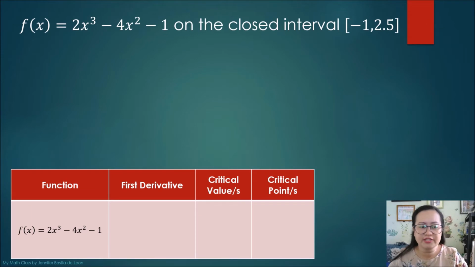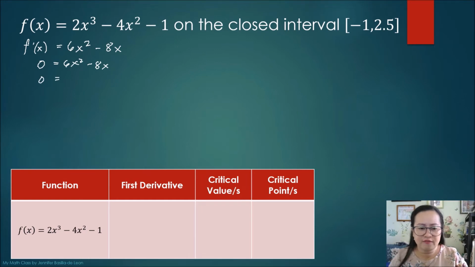Now consider the example f of x equals 2x cubed minus 4x squared minus 1 on the closed interval from negative 1 to 2.5. Take the first derivative of the function, so we will have 6x squared minus 8x. And then in order to find the critical values in the function, we equate the first derivative to 0.